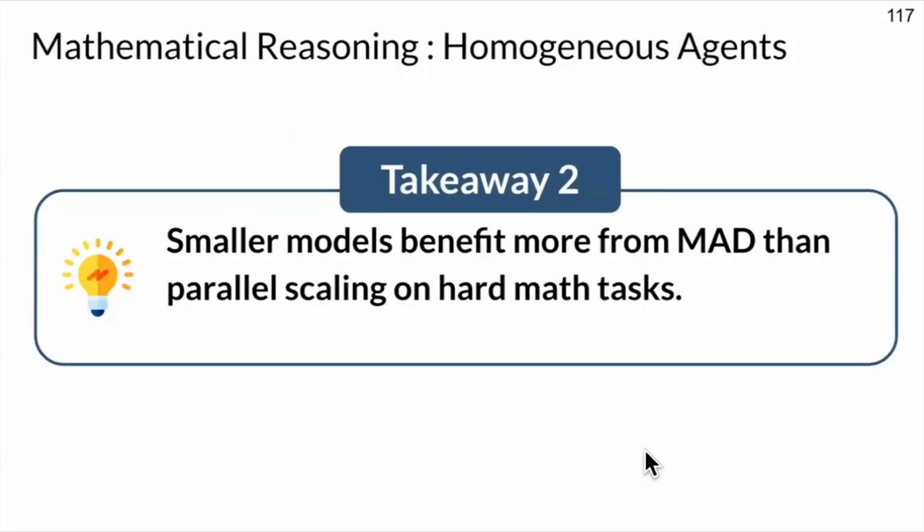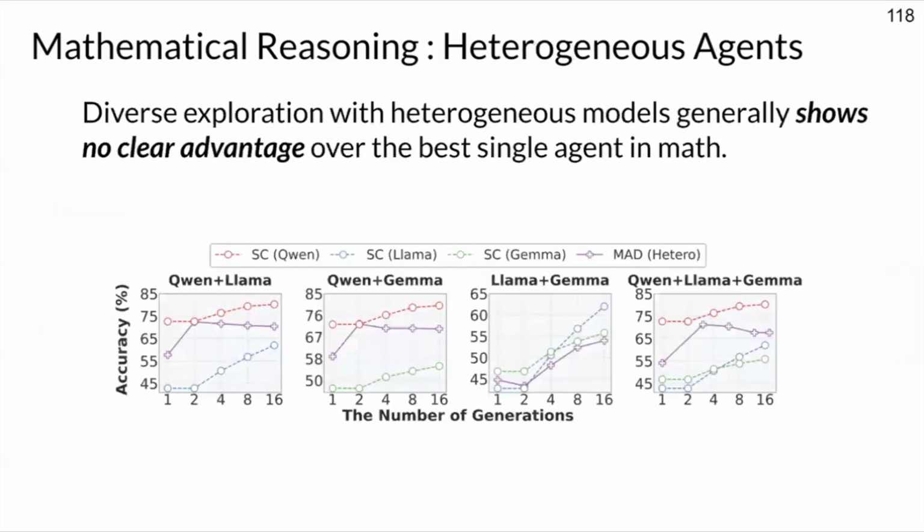And also, the second takeaway is that smaller models benefit more from MAD than parallel scaling on hard math tasks. As we see the diverse exploration process, we also bring in the question of how heterogeneous agents help?